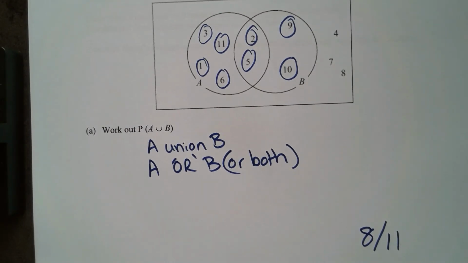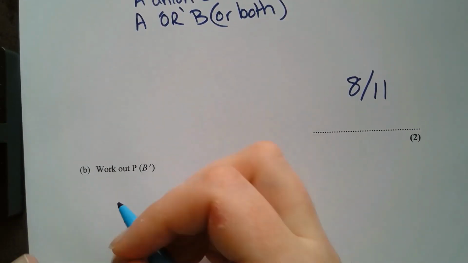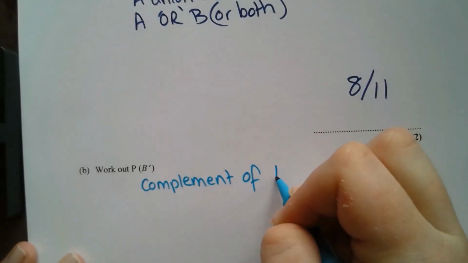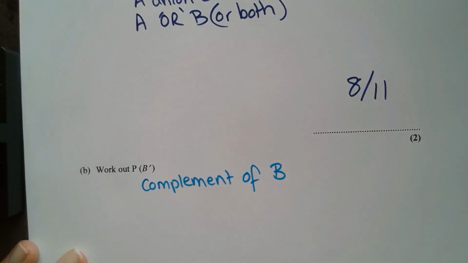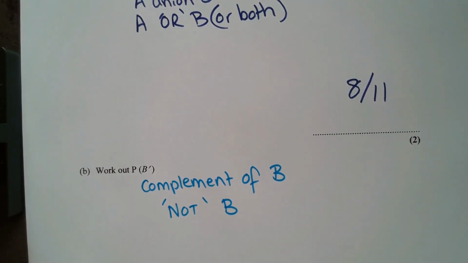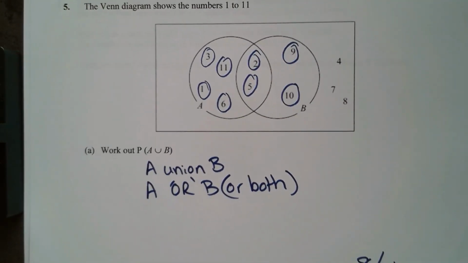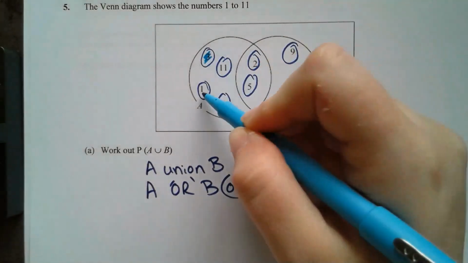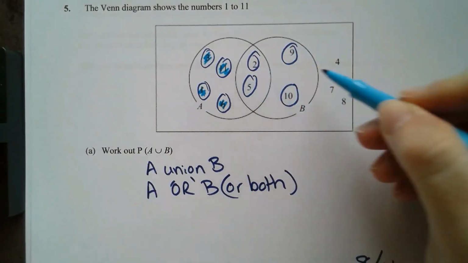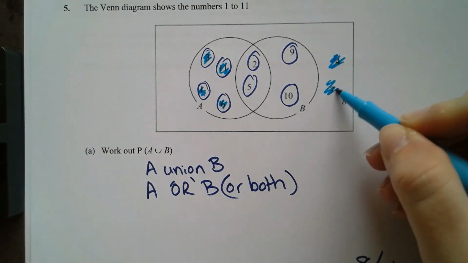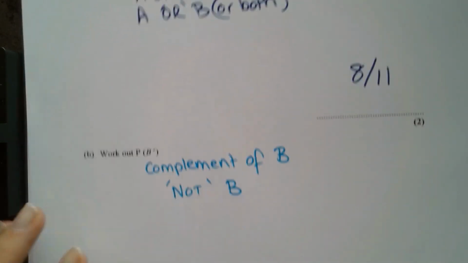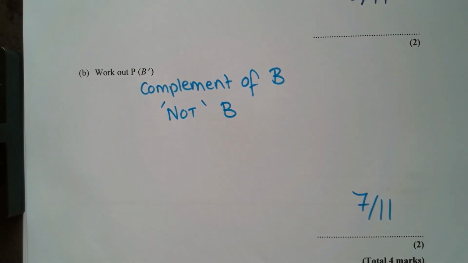We also are then asked to have a look at the probability of the complement of B. Again, sounding quite complicated, that just means in normal everyday speak, not B. So anything that isn't in B. That's these things here. These are in B, but they're also in A, but I can't include them. And then these things aren't in B either. And so we've got 7 out of 11 things that are not in B.